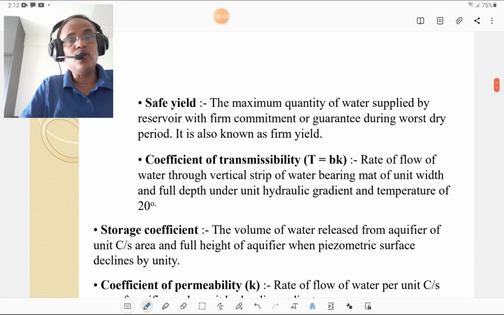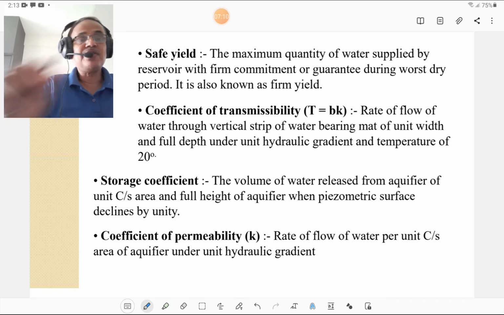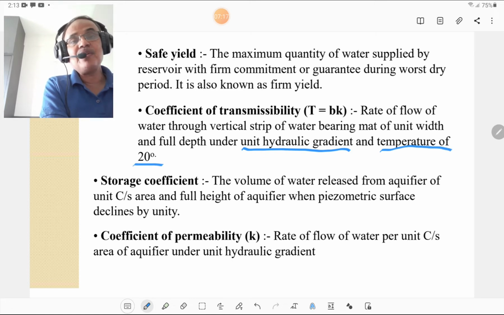Then we will discuss the coefficient of transmissibility, that is denoted by capital T, that is equal to B multiplied by K or BK. It is the rate of flow of water through a vertical strip of water bearing material of unit width and full depth under unit hydraulic gradient and temperature of 20 degrees Celsius. You must remember this: unit hydraulic gradient and temperature of 20 degrees Celsius. Such questions are asked in the objective type of examination for that coefficient of permeability.